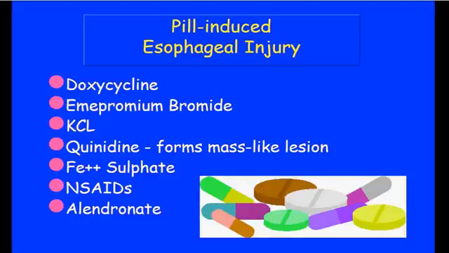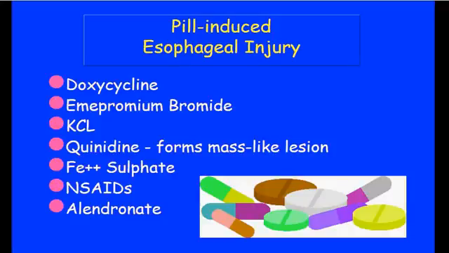Here's a list of the more common agents that cause pill-induced injury to the esophagus. And it used to be in this country, doxycycline was number one. And it's not other types of tetracycline. It just seems to be the doxycycline that gets stuck in the esophagus.